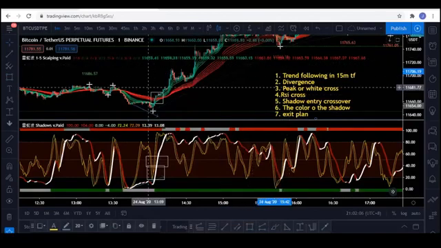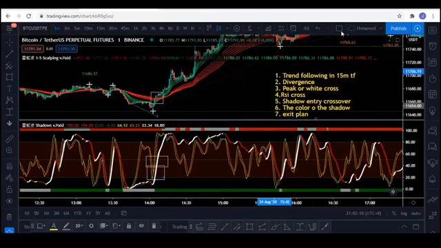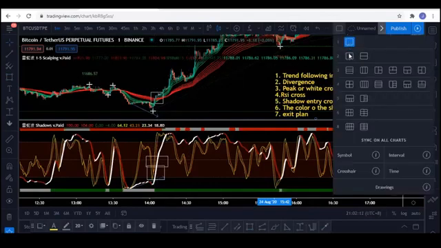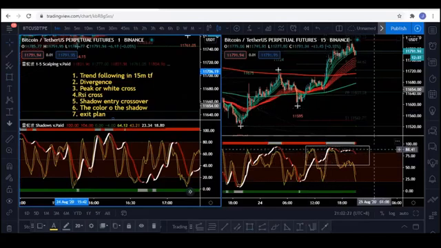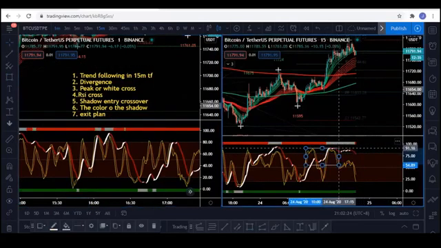Okay, let's check the 15 minutes time frame. What time is this? 14:02. 14:02 in our 15 minutes. Okay, here, this scenario. So our shadow here, 14:02.